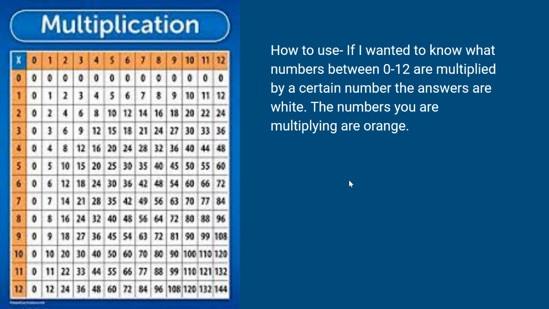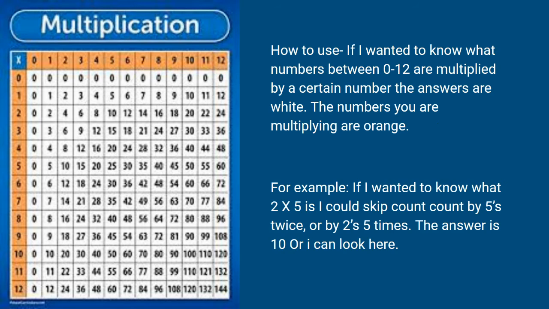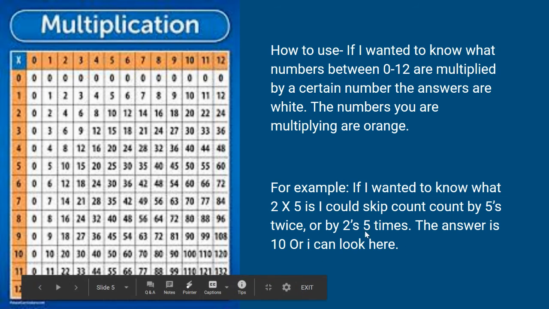All right, how to use. If you wanted to know what numbers between 0 and 12 are multiplied by a certain number, the answers are white. The numbers here are multiplying by orange. Already said that, but just a reminder. For example, if you wanted to know what 2 times 5 is, you could skip count by the 5s twice or by the 2s 5 times.